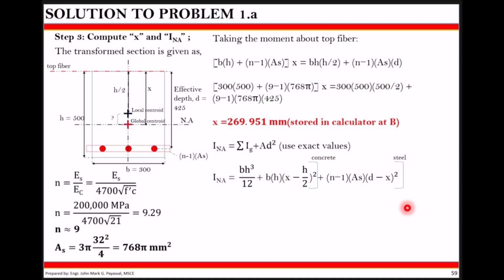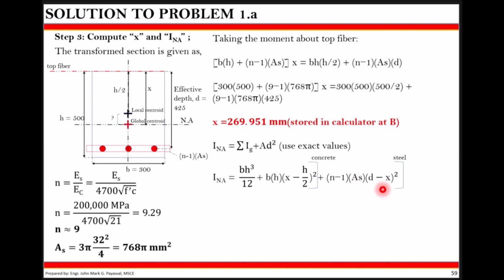Next is this figure. Again, because this is a strip and it's very, very little, or negligible, we will just not consider that. We will assume that Ig for steel is 0. Therefore, continuing, n minus 1 As would be the area of my steel multiplied by the distance squared.